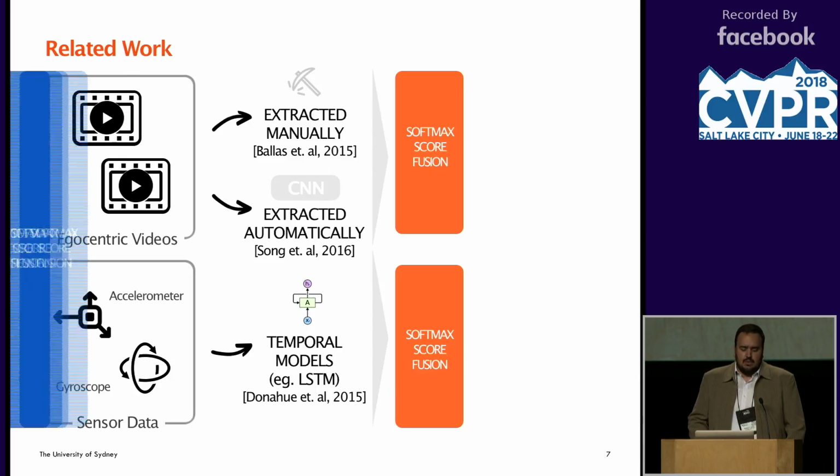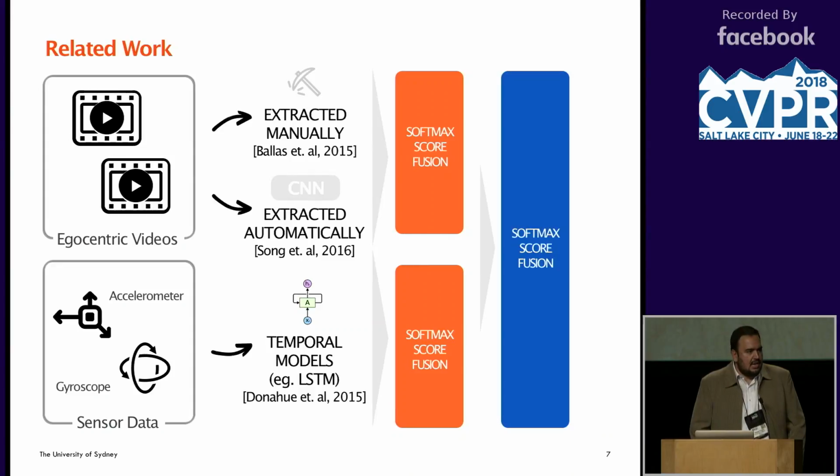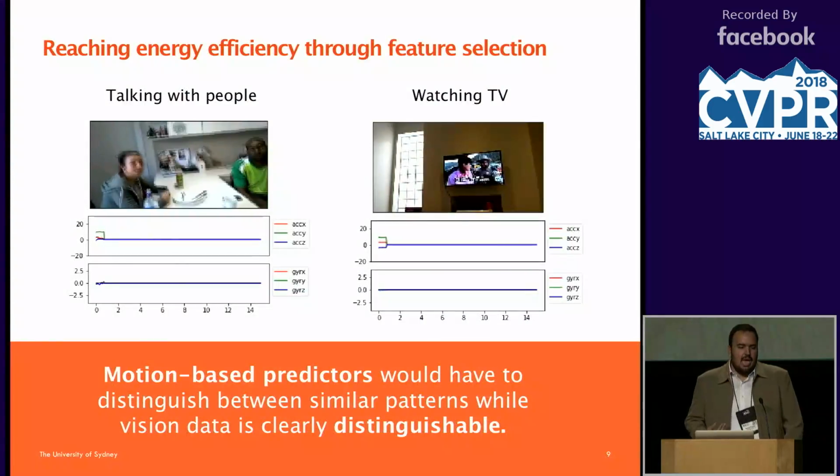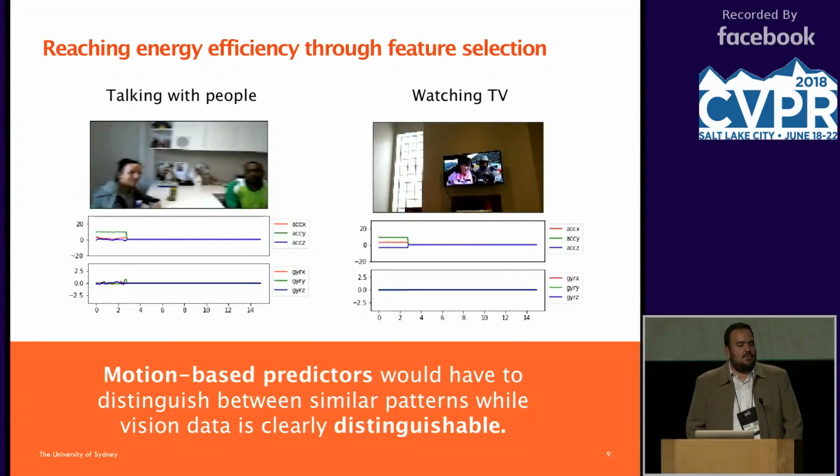First fusion layer, then we merge again into a final fusion layer that gives us the class predictions. When trying this kind of model, we've noticed that it doesn't work for our problem because it has very high energy requirements. Not only do we have an increased model complexity, but we also use expensive sensors such as the camera continuously, and we know that for any mobile device, this is not feasible. So how could we actually reach energy efficiency through feature selection?